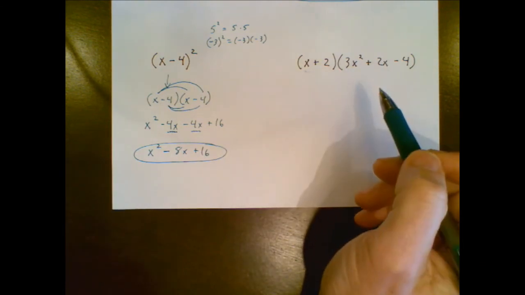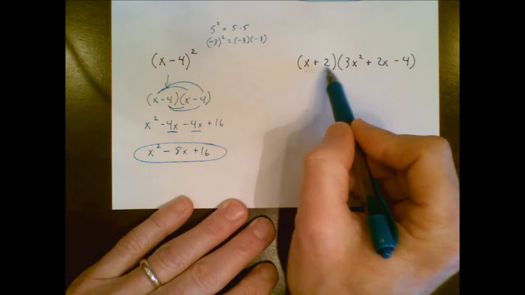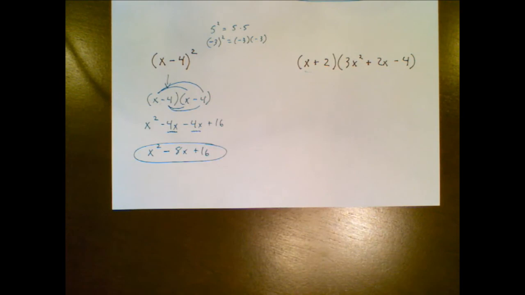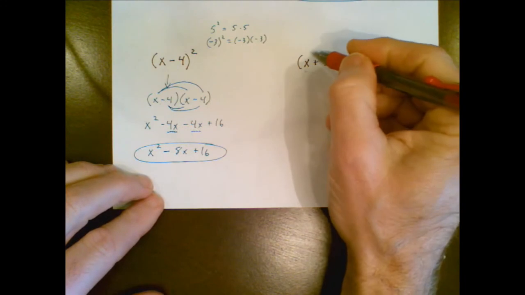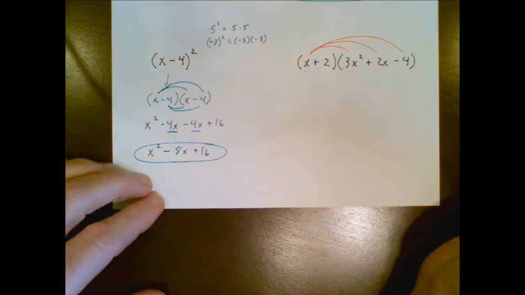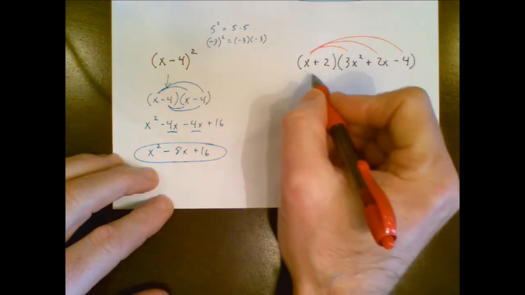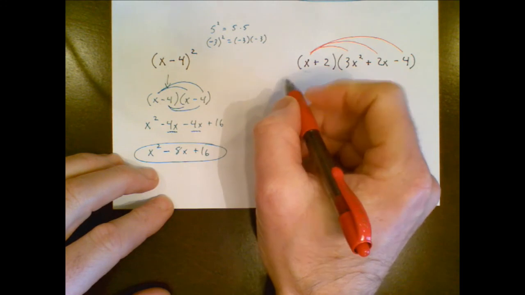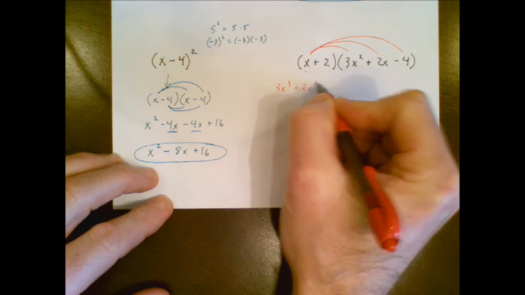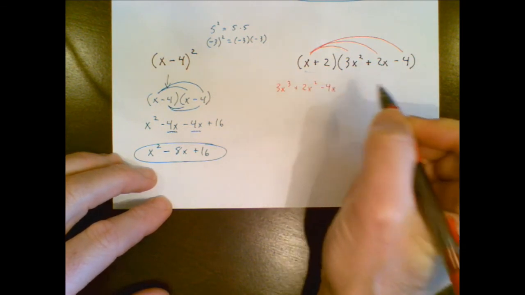And this very last problem, this one's different because it's a binomial times a trinomial. Examples like this are why I would not like to think of these types of problems as FOIL, because FOIL, first, outer, inner, last, only really works with a binomial times a binomial. But double distribution will always make sense. So basically I'm going to take my x, distribute it 3 ways. So when I get that, I'm going to start over here because there's going to be a lot of writing. 3x to the third plus 2x squared minus 4x.